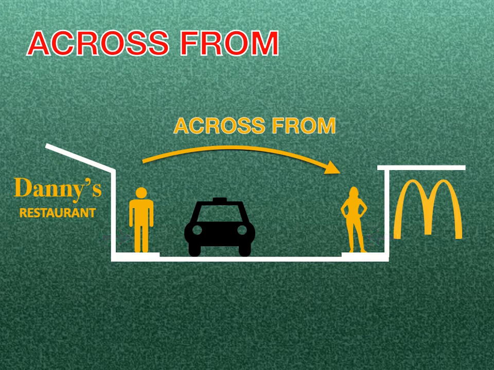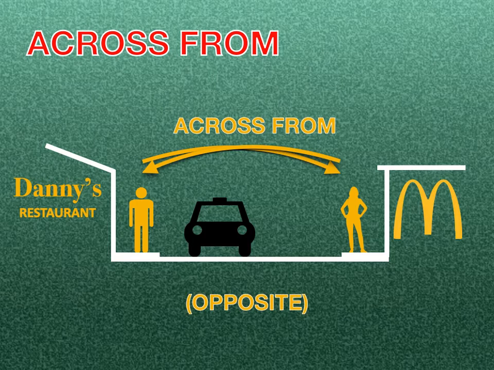She's across from Danny's. So it's important, this point, that across from is not the same as in front of. It's the same for the guy. He is across from McDonald's, not in front of McDonald's. And opposite has the same meaning in Britain. It's very common for British people to say Danny's is opposite McDonald's.